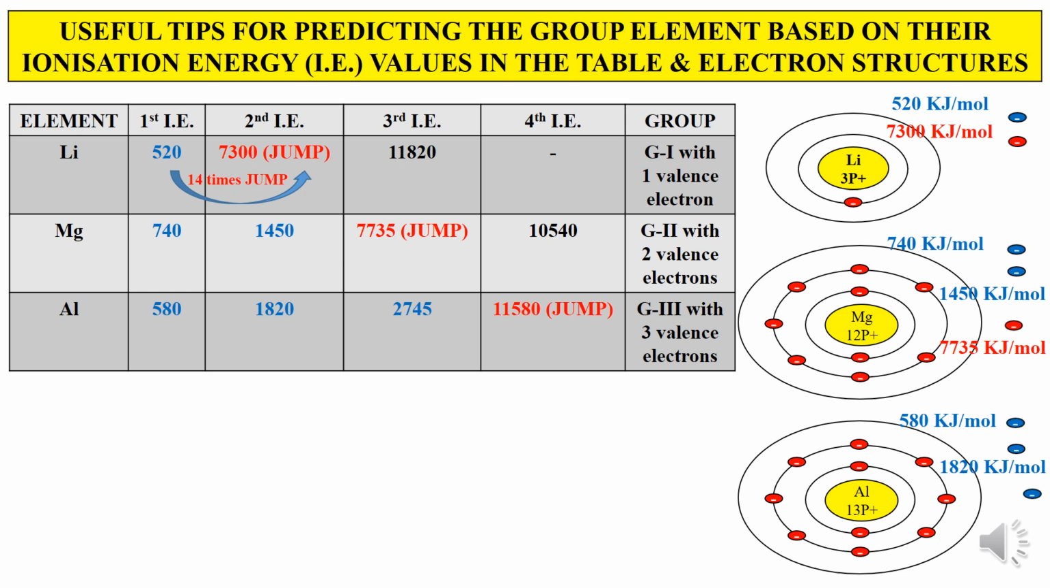And the third valence electron is removed when the Mg2 plus ion undergoes third ionization, and 2745 kilojoules per mole of energy is required. Now when the core electron is removed, you can see a drastic jump in the ionization energy. So nearly 11,580 kilojoules per mole of energy is required.